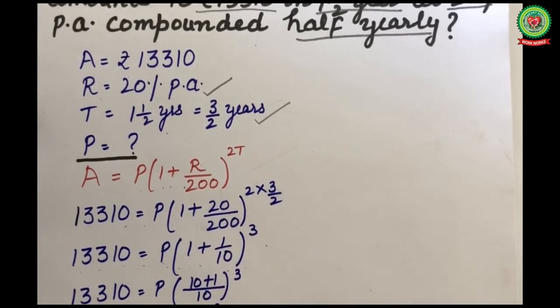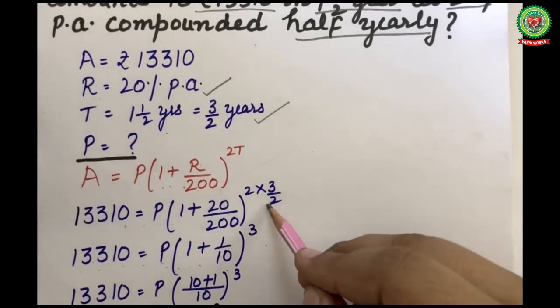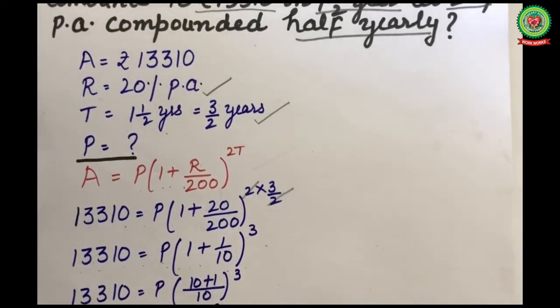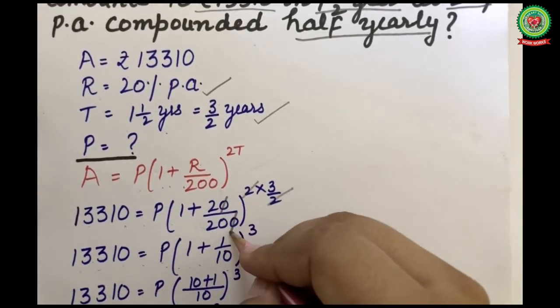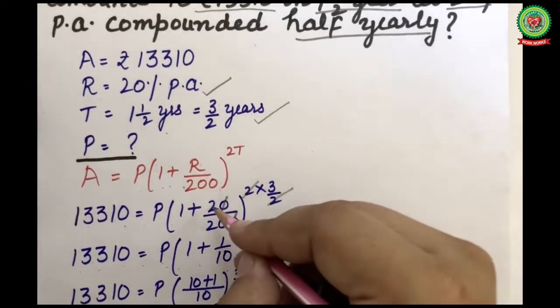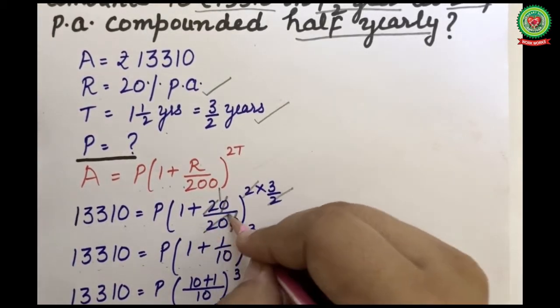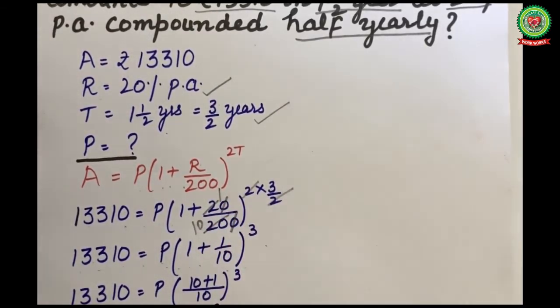Now students, we have to do the cuttings. So now this 2 will get cancelled with this 2. This 0 will get cancelled with this 0. And we are going to cut 2 and 20, that is 2 ones are 2 and 2 tens are 20. So the next step is 13,310 is equal to P bracket 1 plus 1 upon 10 bracket close raised to power 3.